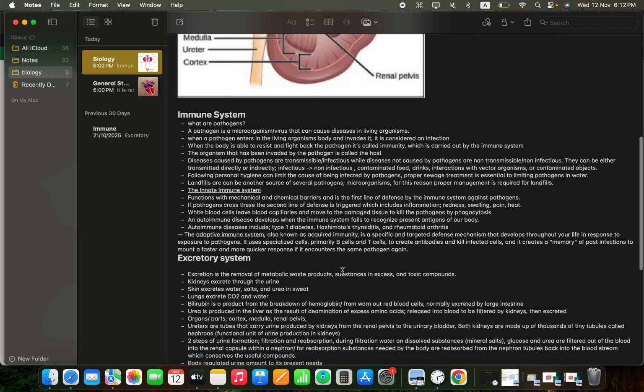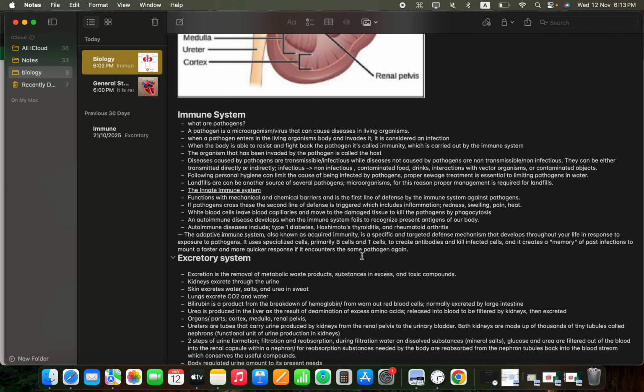Then we have the adaptive immune system. It's also known as acquired immunity and is a specific and targeted defense mechanism that develops throughout your life in response to exposure to pathogens. It uses specialized cells, primarily B cells and T cells, to create antibodies and kill infected cells, and it creates a memory of past infections to mount a faster response if it encounters the same pathogen again.